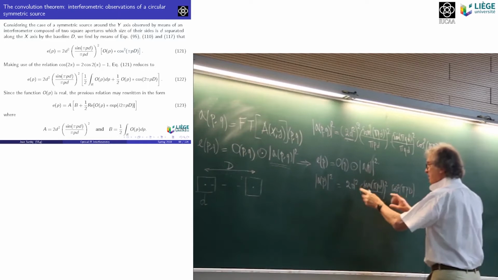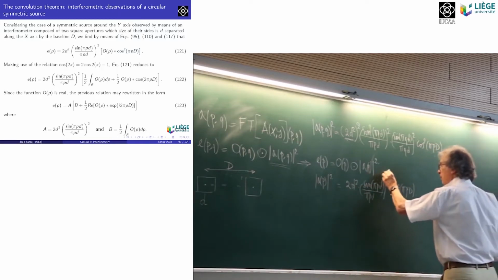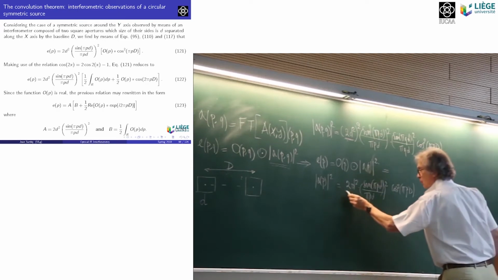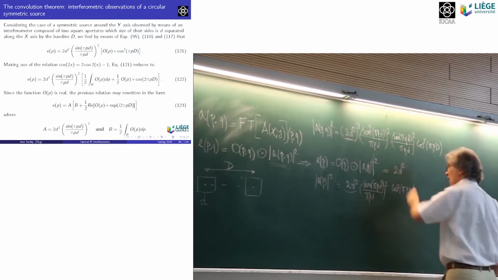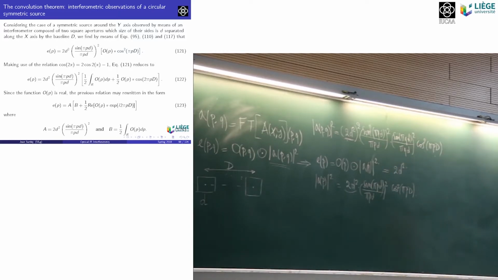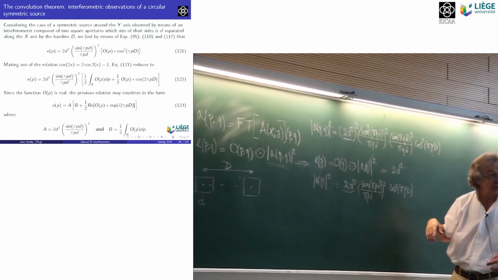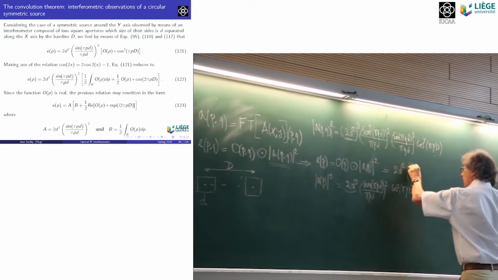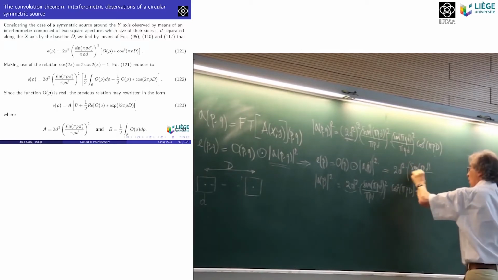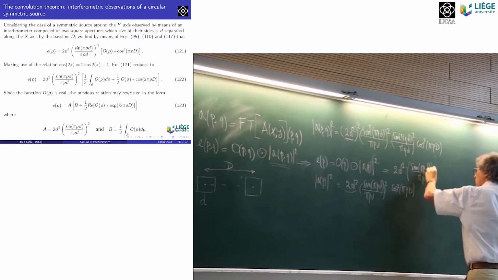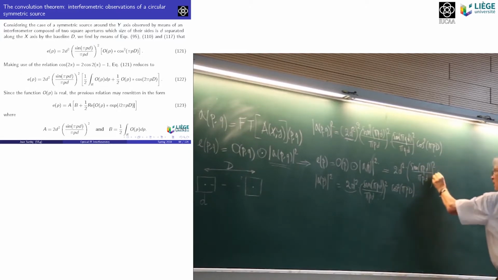Now, if I insert this expression into that one, what will it be equal to? Well, of course, the 2d squared will come here. Now, I assume that a single square aperture cannot resolve the source, because if I would resolve it, I would not need an interferometer. Which means that this quantity can also get out of the convolution product. So it will be times sine pi p d over pi p d, squared. And now comes the convolution of O(p) with the cos squared of pi p D.